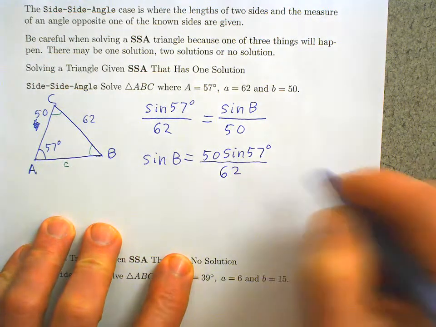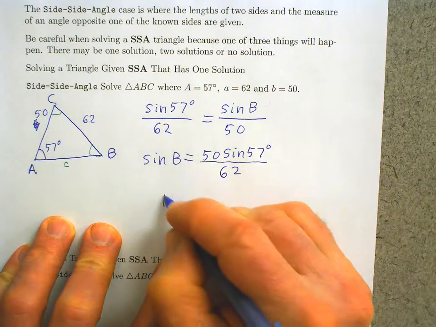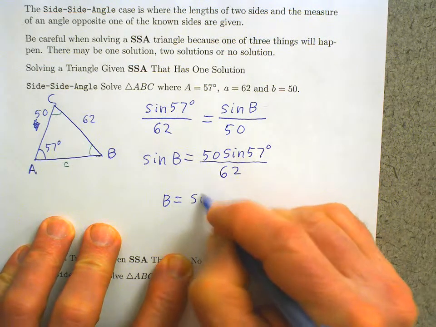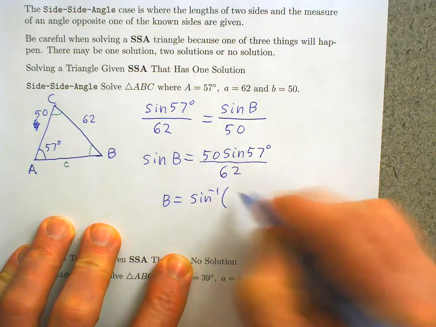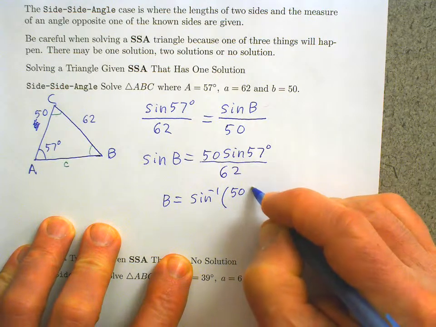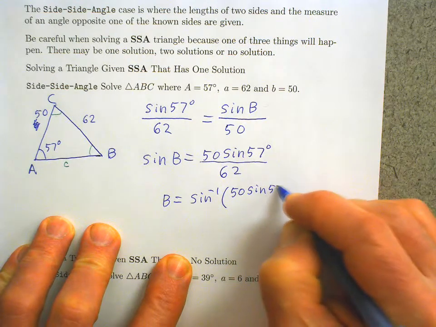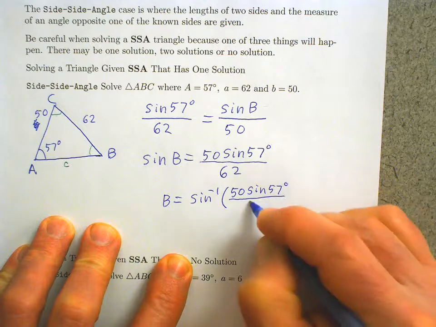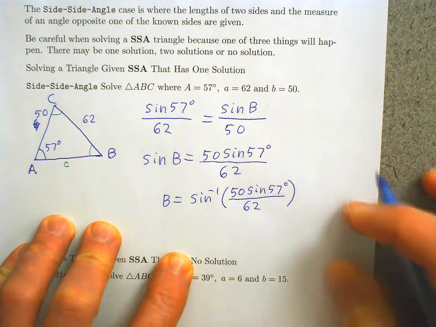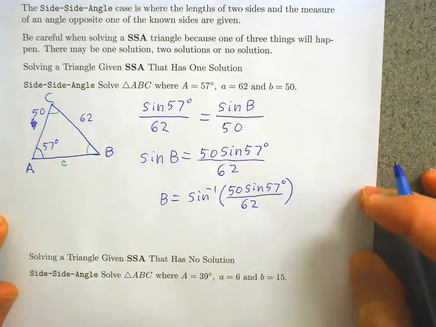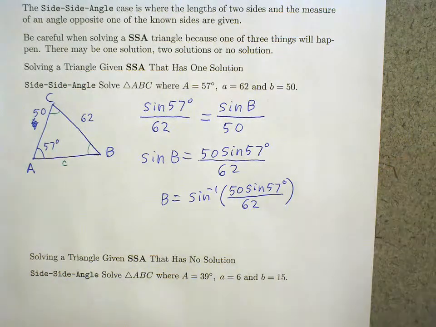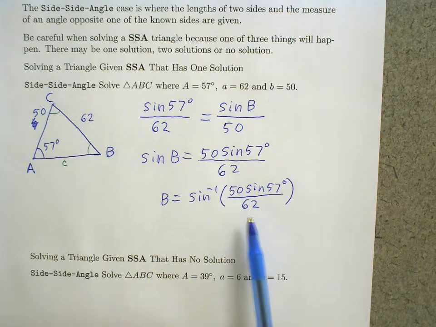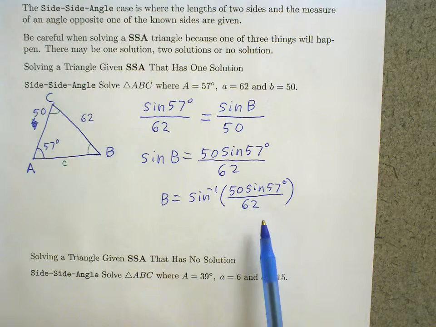And then angle B is the inverse sine of 50 times the sine of 57 degrees divided by 62. So one thing to check, if you ever have a case where there's not a solution, then something is going to go haywire somewhere.